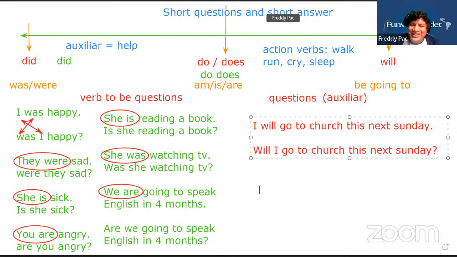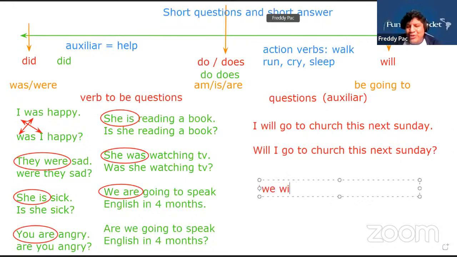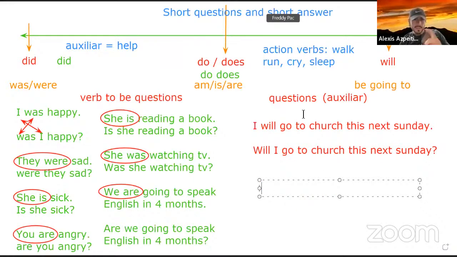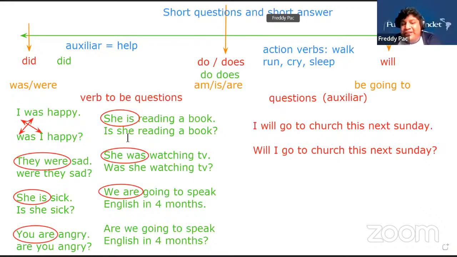For example, the song, We will rock you. You see the subject is we and will. Now, for example, be going to. Be going to is verb to be. Why? Because it has the verb to be. I am going to go to. It has the verb to be.